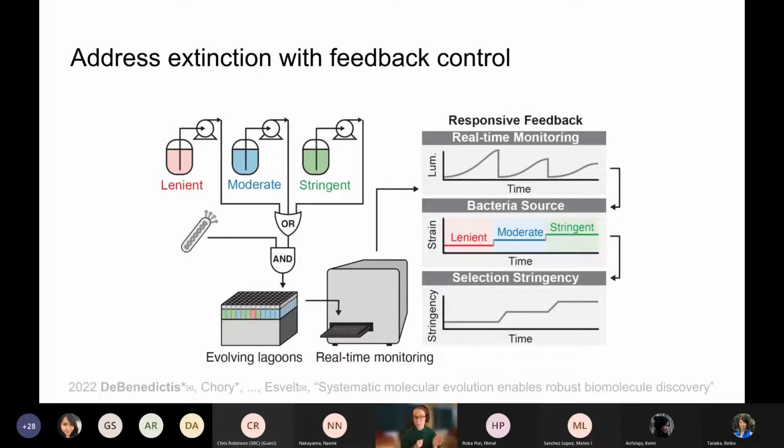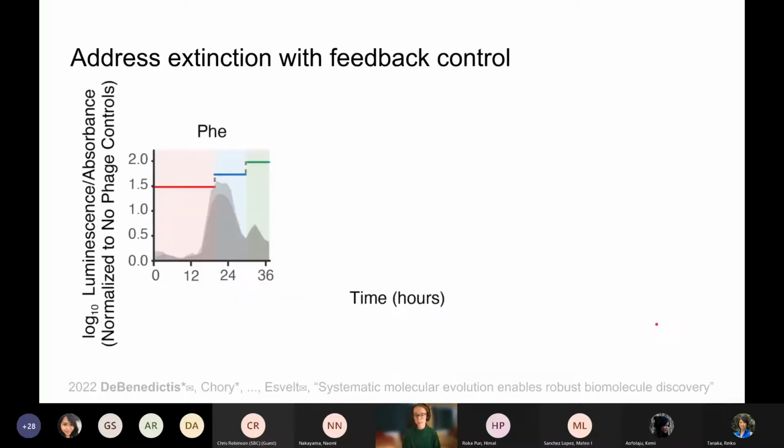And this feedback controller was 100% successful at getting these biomolecules to evolve, despite the fact that they have really different initial activities. So the way this worked was I told the robot to switch each population over from easy to medium to hard, from red to blue to green, as soon as it saw that the population was reasonably sized and performing rather well.